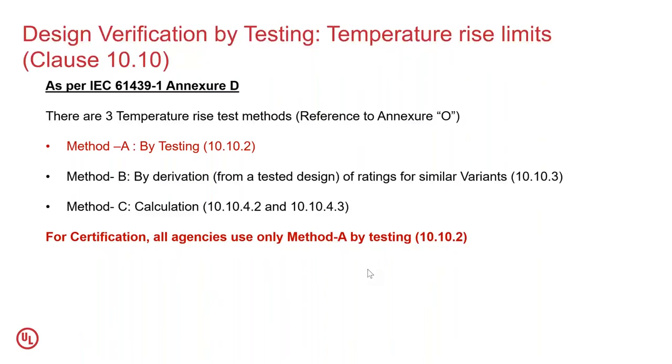10.10. There are three temperature rise test methods specified in IEC 61439-1. Method A, by testing. Method B, by derivation. Maybe you have already tested the design, and by derivation or by similar variants you can calculate the temperature rise limits. Method C is by calculation.